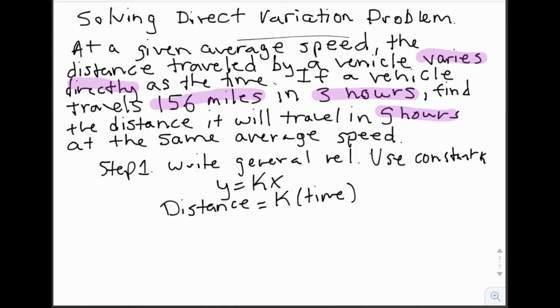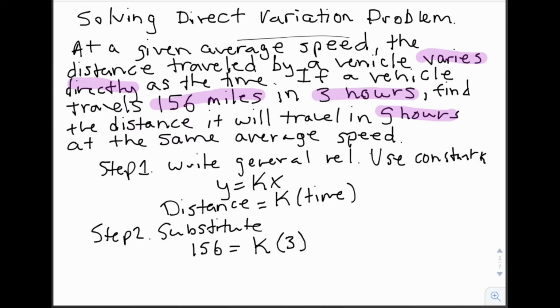Now, let's move on to step number 2. Step 2 says to substitute your values of your variables. So this is going to be using our first pieces of information here. So we have 156 and 3 hours. So our distance, 156, is going to be equal to k, or our speed, multiplied by 3.